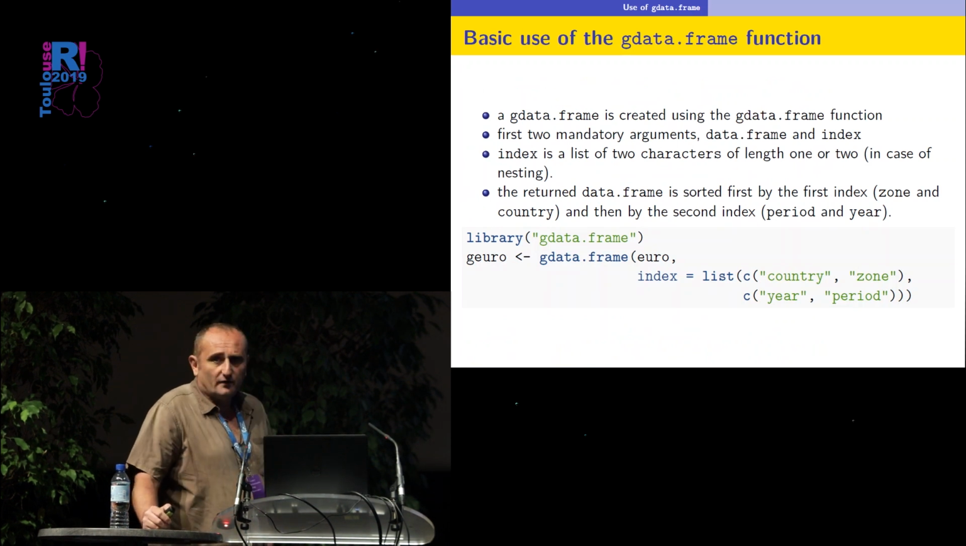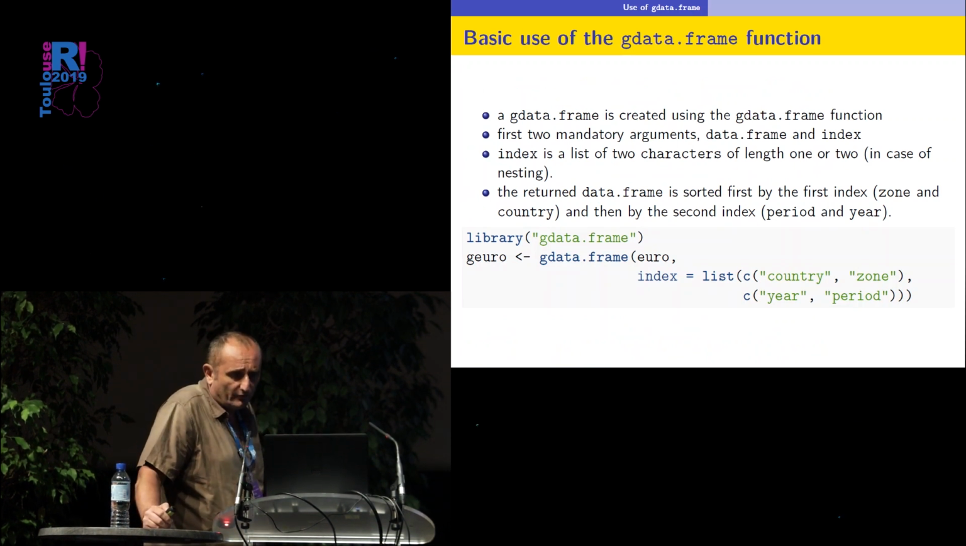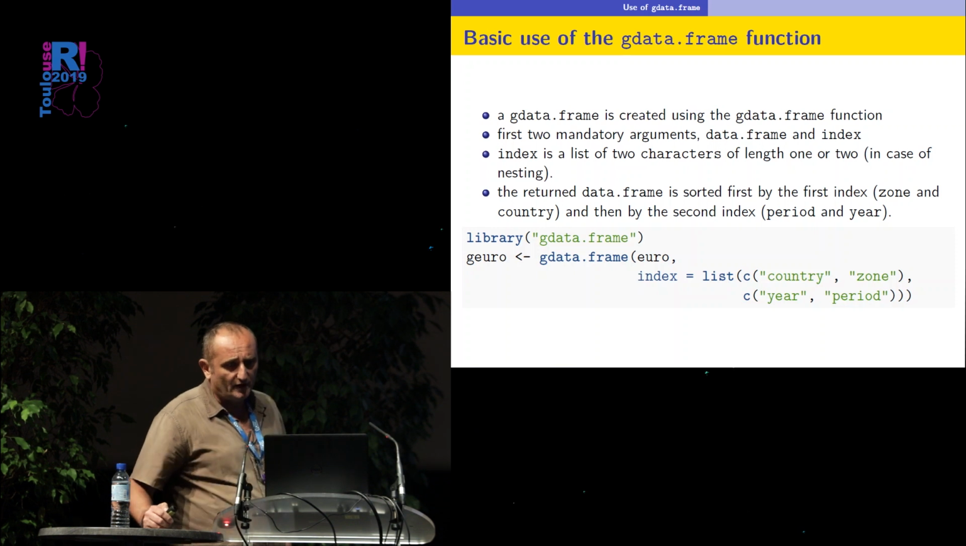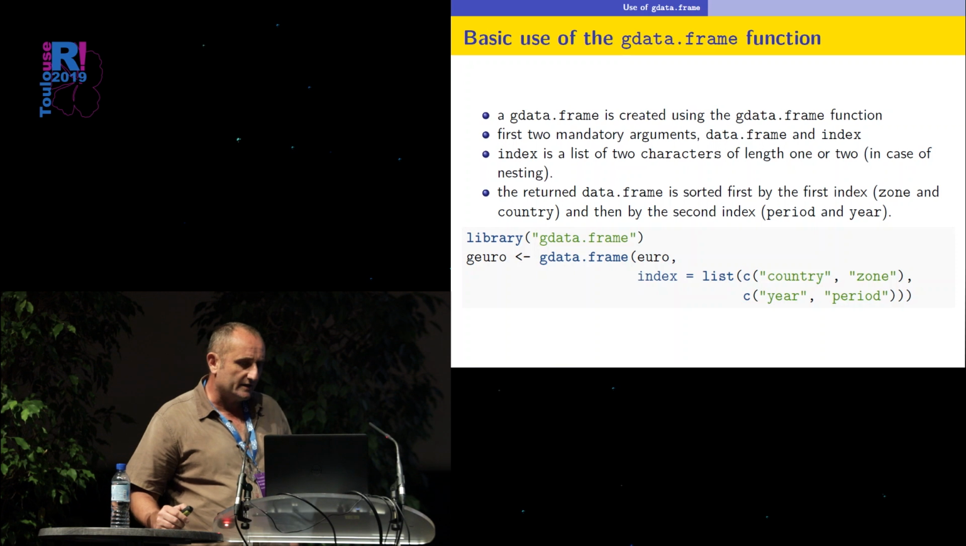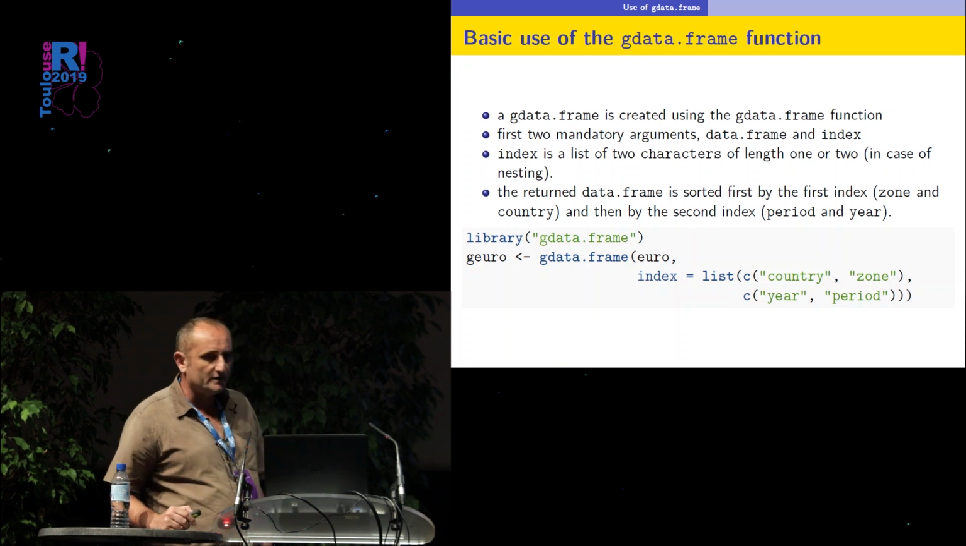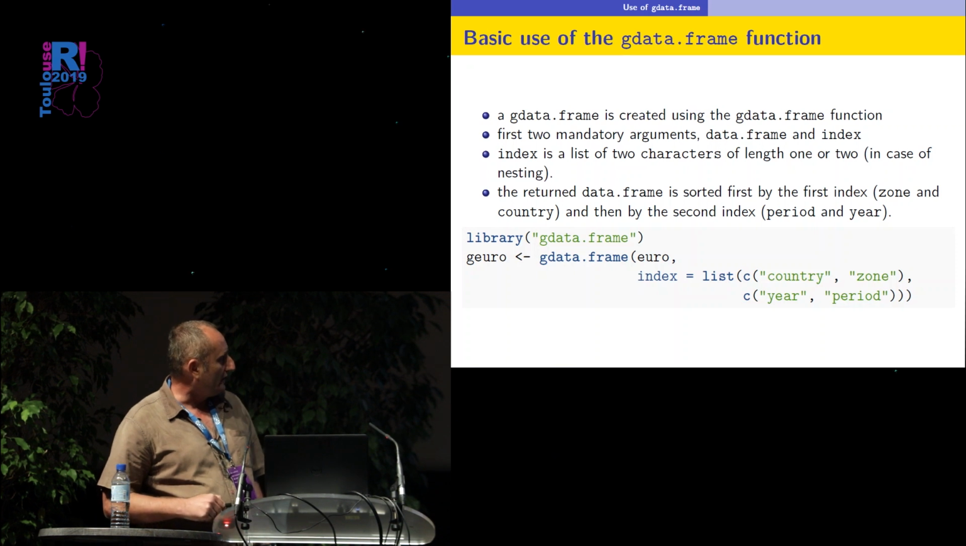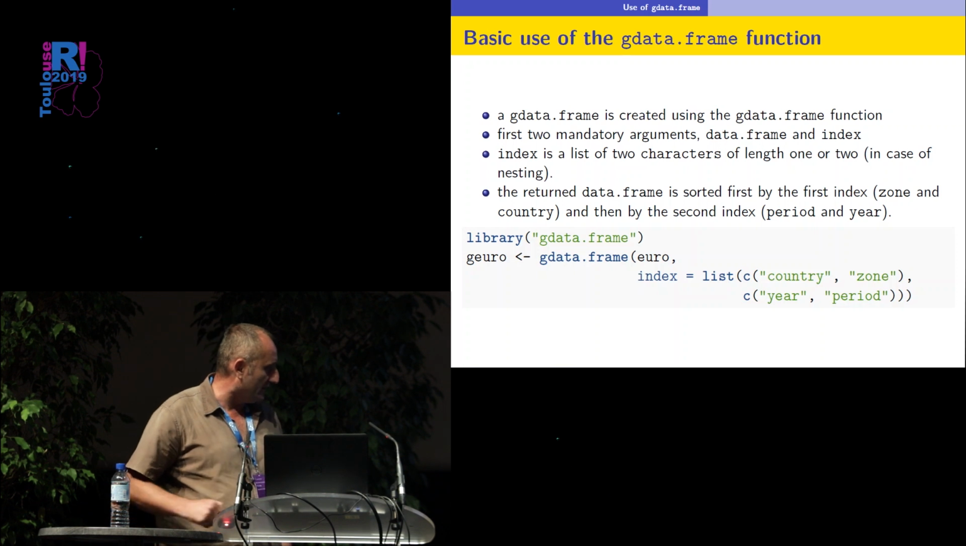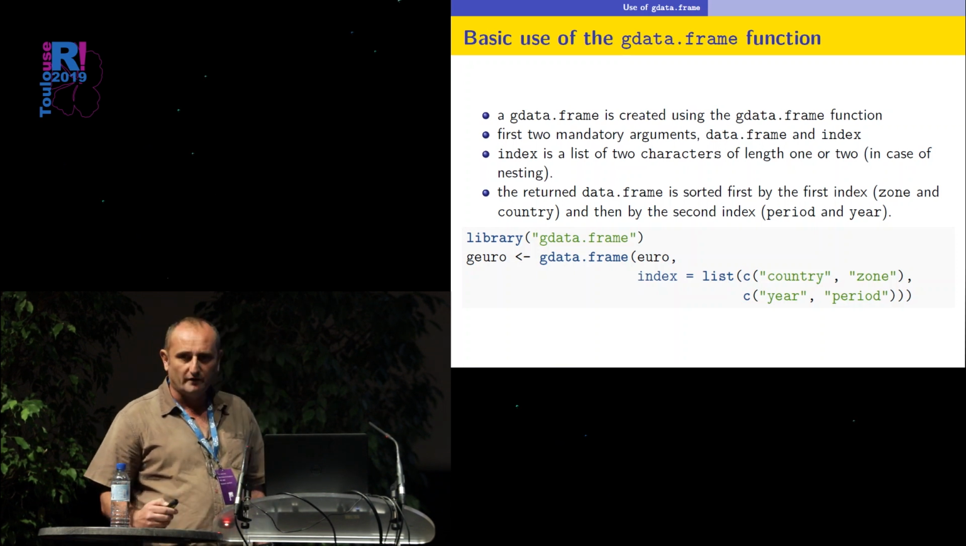So the basic use of the gdata.frame function is just to provide, of course, as first argument a data frame, and then a second argument which is an index. And index here is a list of 2 character vectors of length 1 or 2. Here, the first element of the list indicates that the first index is country, which is nested in the zone variable. And then the second character vector indicates that the second index is year, which is nested in the period variable.